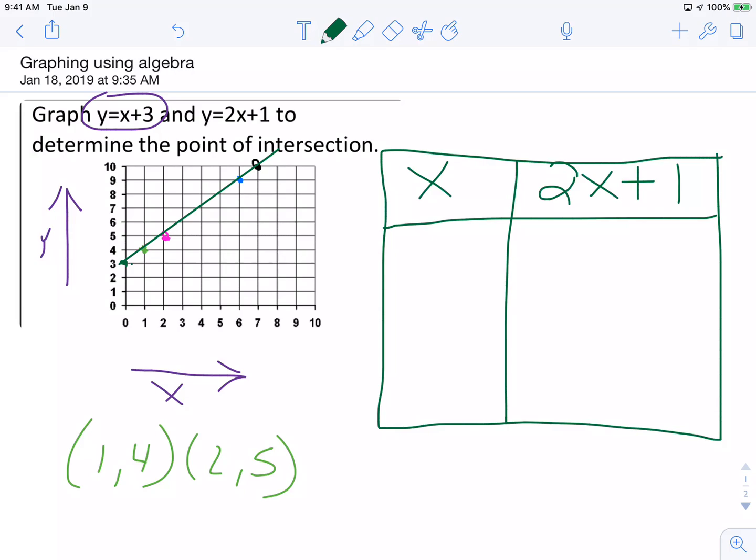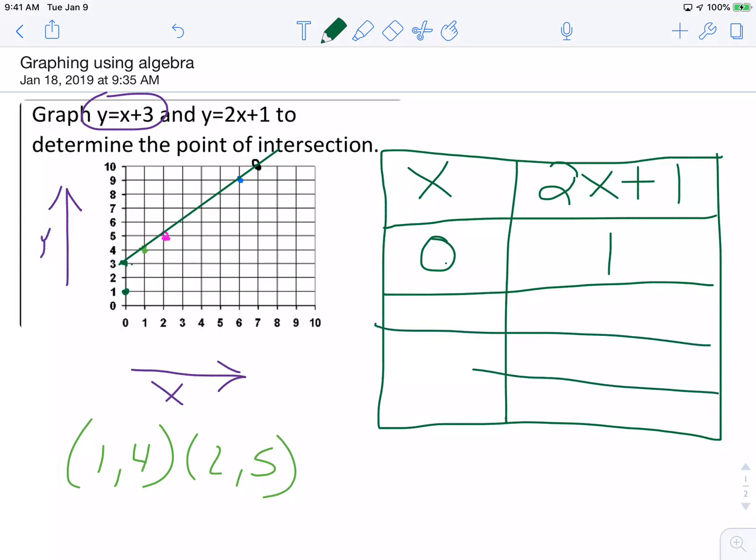Okay, so I'll start with x equals 0. Now remember, y equals 2x. Well, if a number is next to a letter, you multiply. So 2 times, what's my x? 0 is 0, plus 1 is 1. So my first dot is going to be at 0 over, 1 up. Okay?